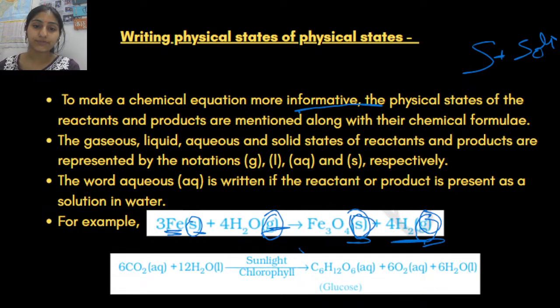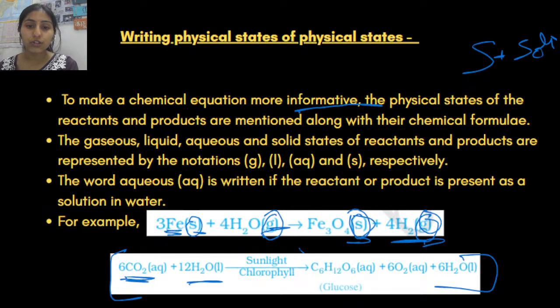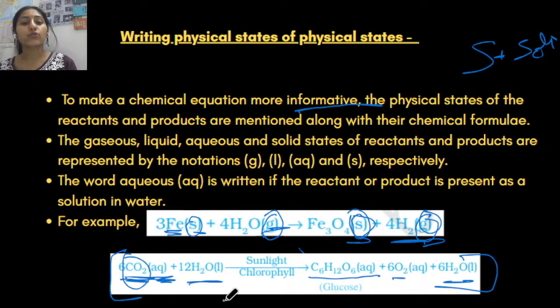For example, in this particular reaction, the reaction of photosynthesis, 6CO2 plus 12H2O gives C6H12O6, O2 and H2O. So CO2, where is this CO2 coming from? Plants are transpiring, plants are breathing as well. They are taking up carbon dioxide, also taking up water from the roots. So that is present in aqueous form because it has water associated with it.